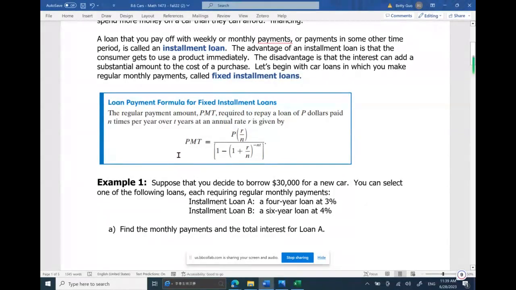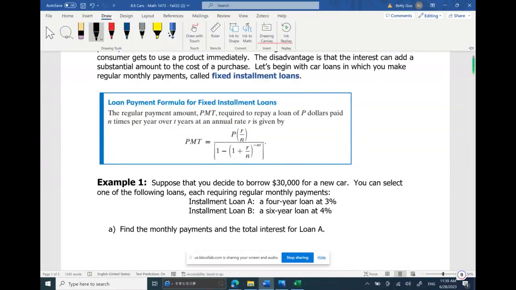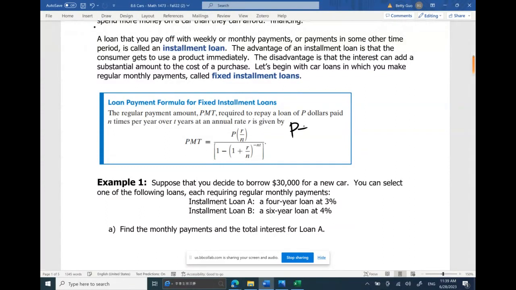PMT represents payment. In the expression on the right-hand side of the formula, P here is the loan amount. We have seen P represent different meanings in different formulas. P here is the money you owe to the lender, your total loan amount. It's not a principal or payment. So P in this formula refers to the loan amount.